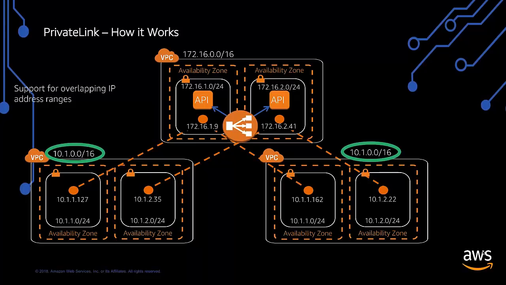And under the hood, basically, the network load balancer from PrivateLink is handling all of the network address translation and address hiding and all that sort of thing. So you don't have to manage that and you don't have to worry about that.